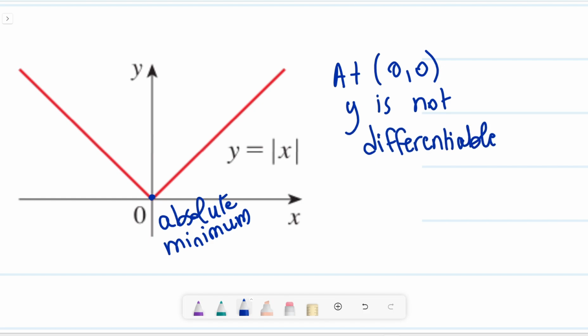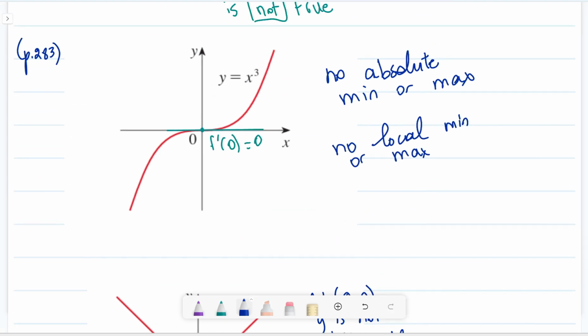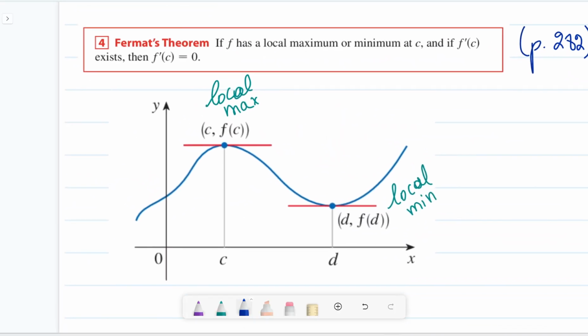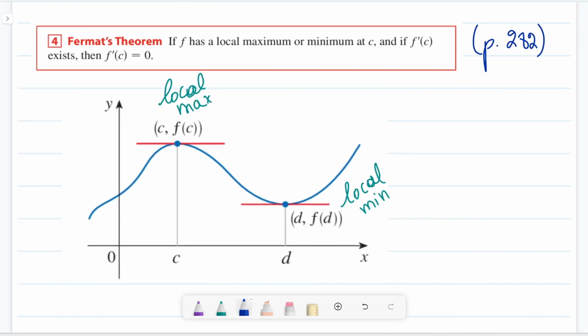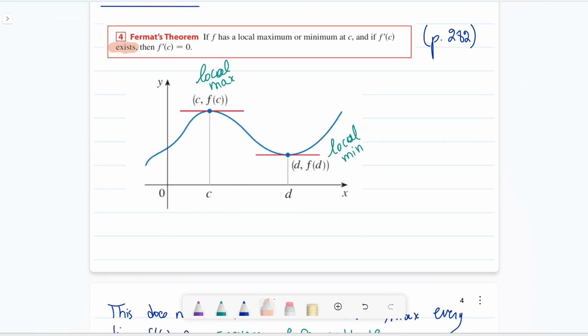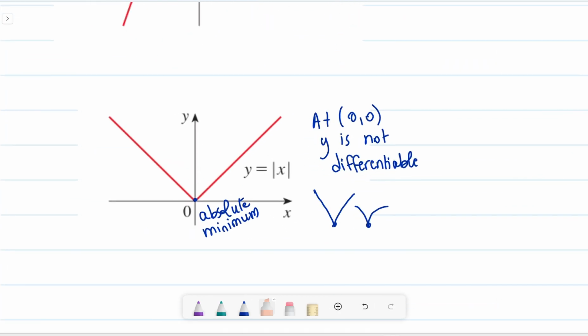And we agreed about this before, when we learned that if we have a corner, or a curvy corner, or a discontinuity, or a vertical tangent line, a function would not be differentiable. So in this case, the function is not differentiable, so we do not get what Fermat's theorem states. However, let us reread Fermat's theorem to get it correctly. Fermat's theorem says that a local minimum would have a derivative equal to 0 if it exists. And for our case, it is not differentiable at this point.